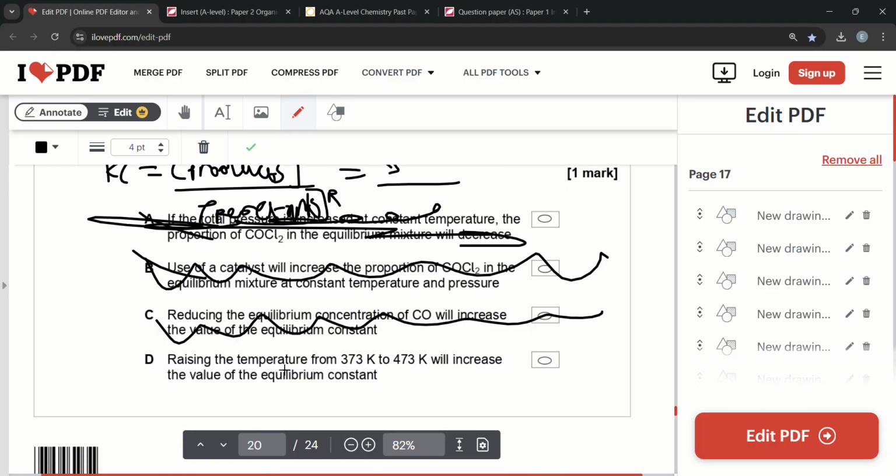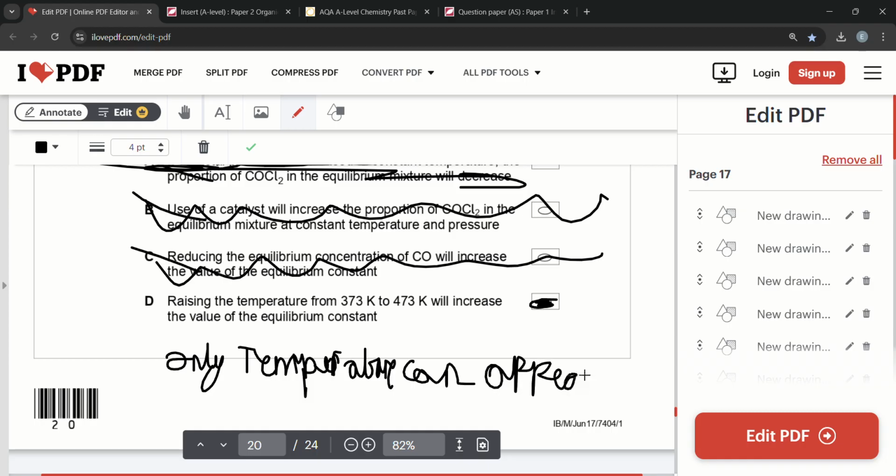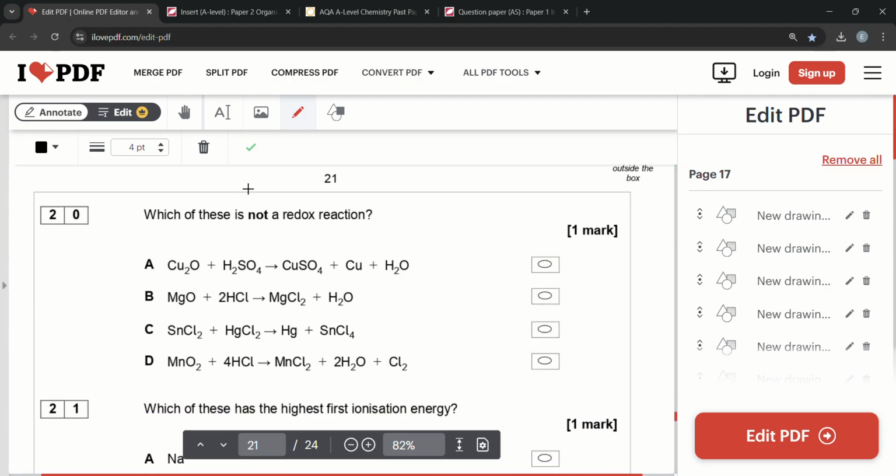It won't increase. Raising temperature from 373 Kelvin to 473 Kelvin increases the value of the equilibrium constant. Yes. I should have just said this before. Only temperature can affect the value of the equilibrium constant. So it couldn't have been C anyway, because only temperature can affect the value of Kc. Next question. Which of these is not a redox reaction?